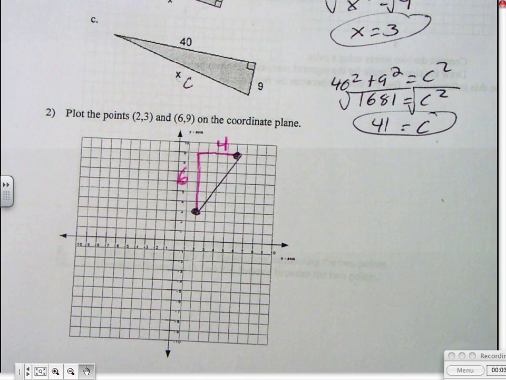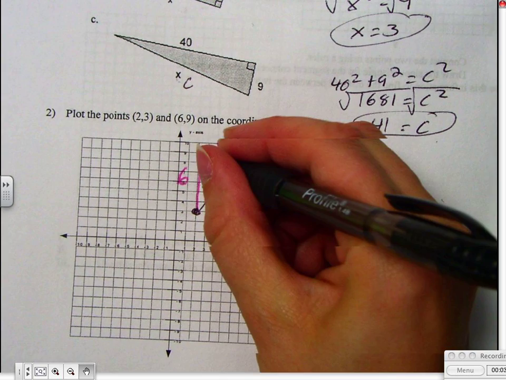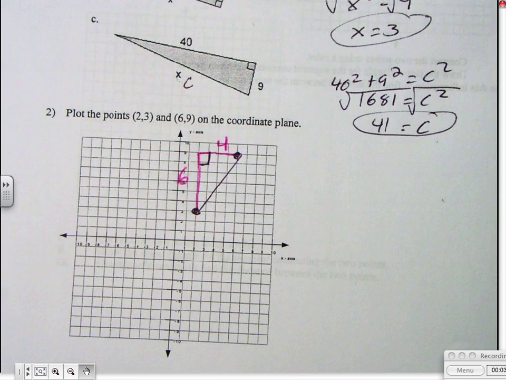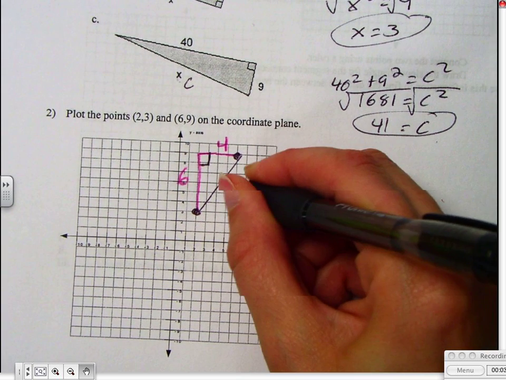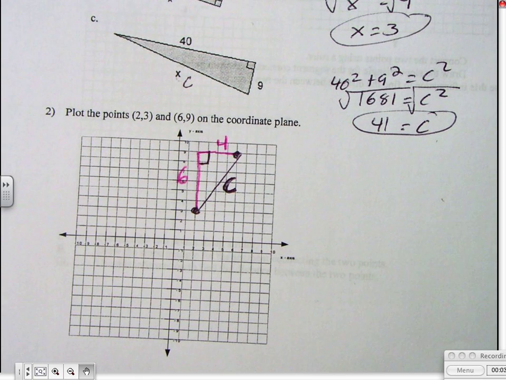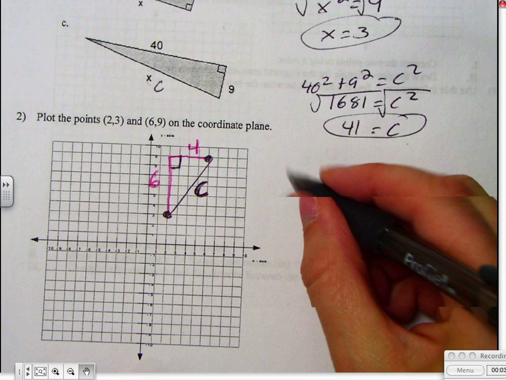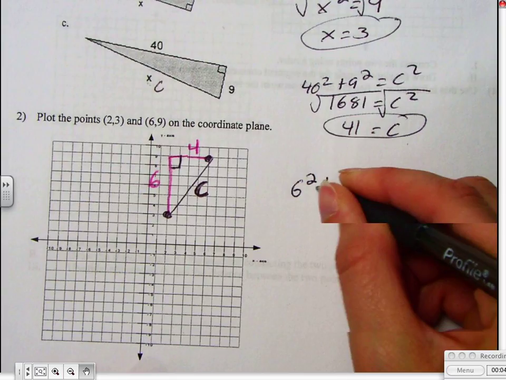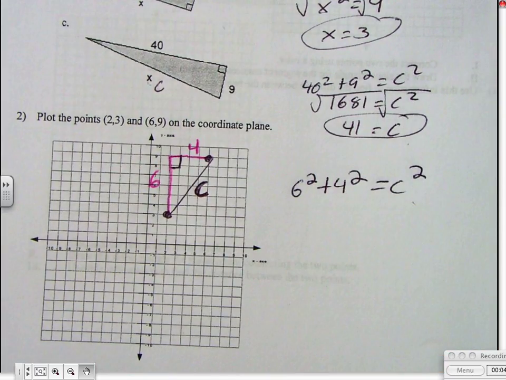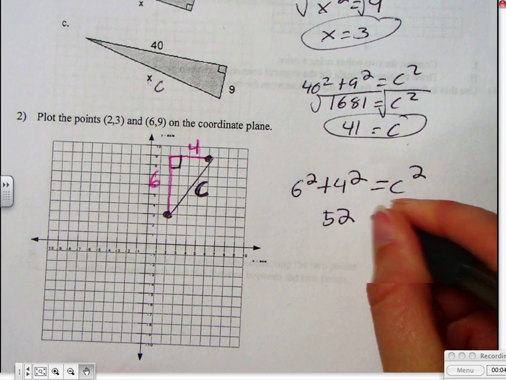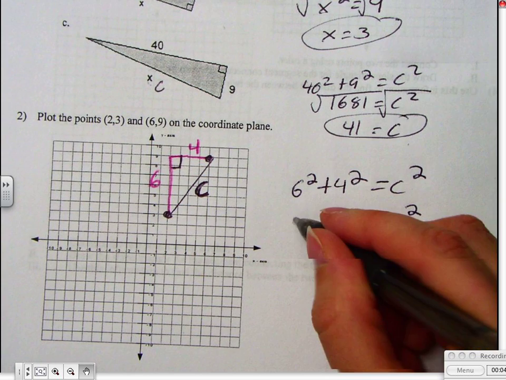Okay, here's the difference from yesterday and today. Do you see this makes a right triangle? Yeah. Do you see that this is our C right here? Yes? Okay. So we're going to go 6 squared plus 4 squared equals C squared. So we get 52 equals C squared.